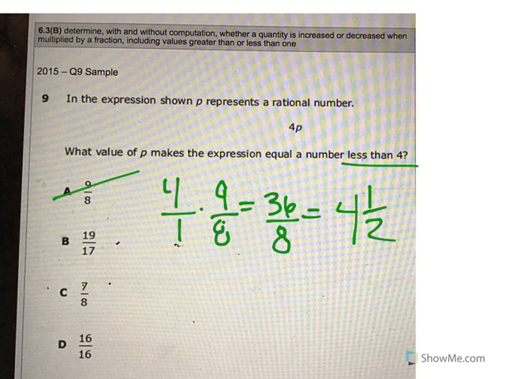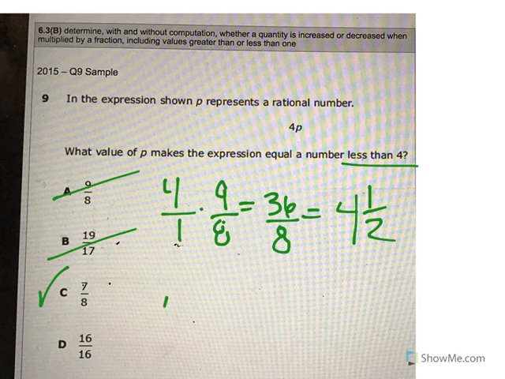9 over 17. This one is also greater than 1. It is an improper fraction, and we just showed that multiplying a whole number by an improper fraction, my product's going to get greater, so it can't be B. I believe it's C, so I'm going to put a check mark here, but let's see.